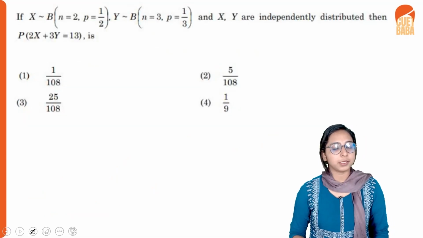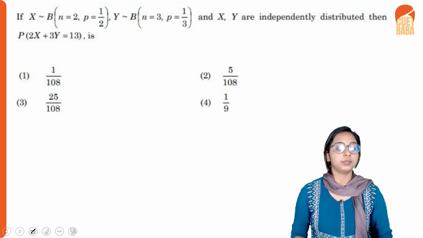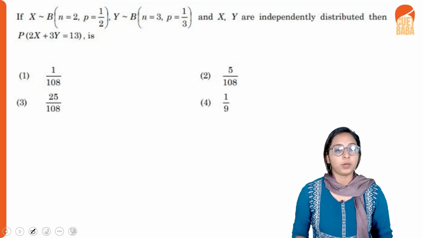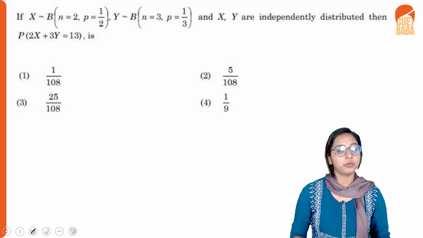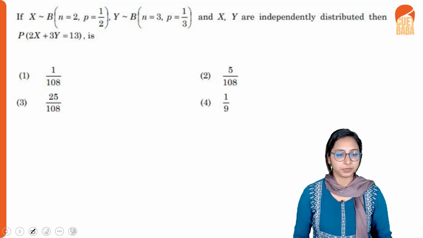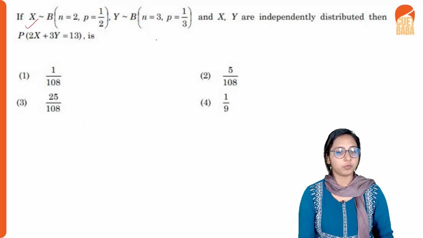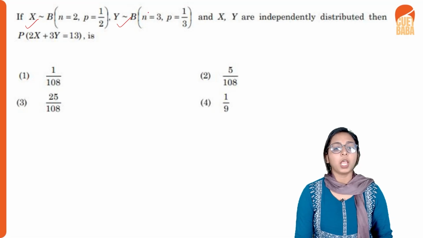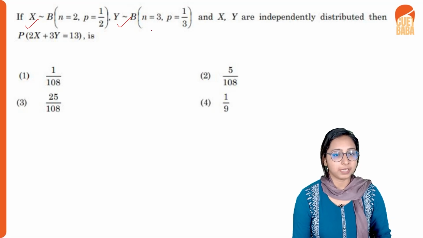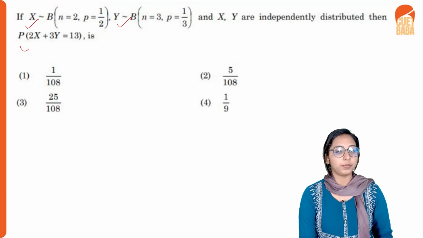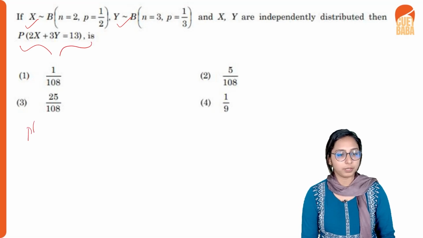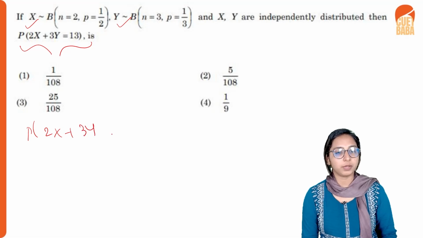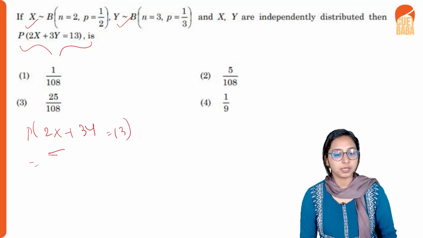Next question. If x follows binomial n equal to 2, p equal to 1 by 2, y follows binomial n equal to 3, p equal to 1 by 3, and x and y are independently distributed, then the probability of 2x plus 3y equal to 13 is. So it is given that x and y follow binomial distributions with different probabilities and different sample sizes. So we have to find the probability that 2x plus 3y equals 13.